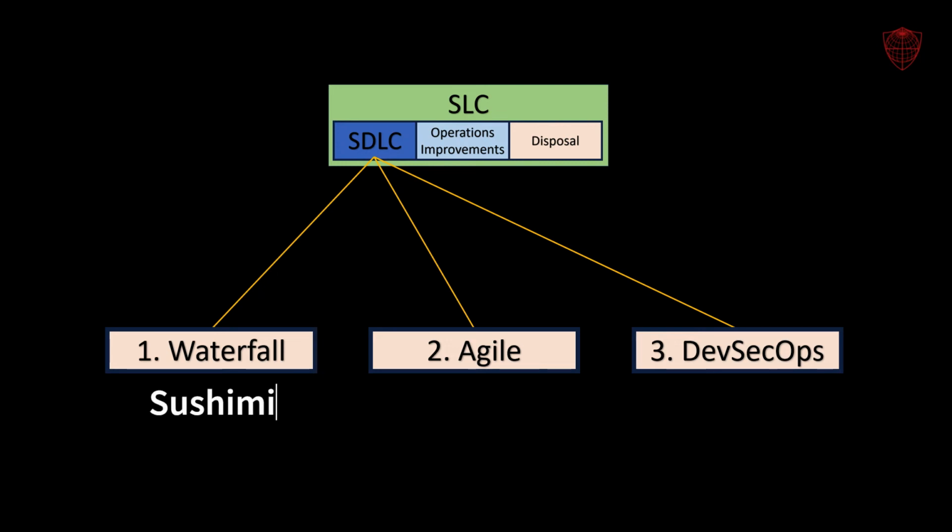Sashimi has overlapping phases. It's used when the software is complex and can continue over a long period of time. Unlike MWF, phases overlap in this model, and feedback continues throughout the process.